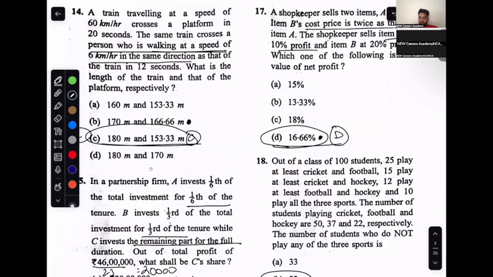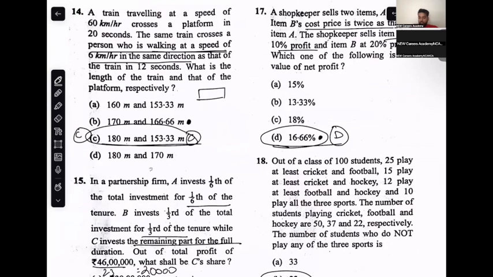Now let's start with this question, question number 14. The train is traveling at the speed of 60 kilometers per hour and it crosses a platform in time of 20 seconds. So let me just do the 2 cases here for you.